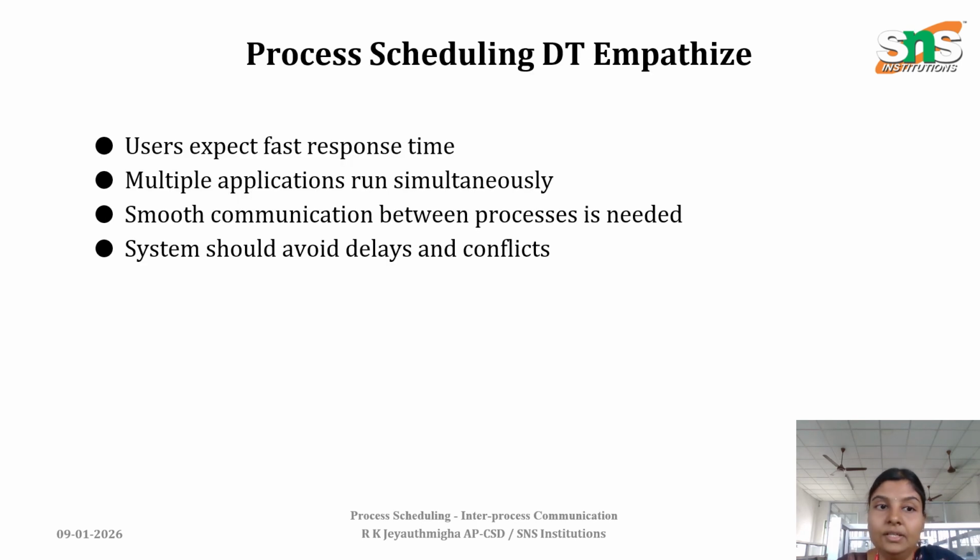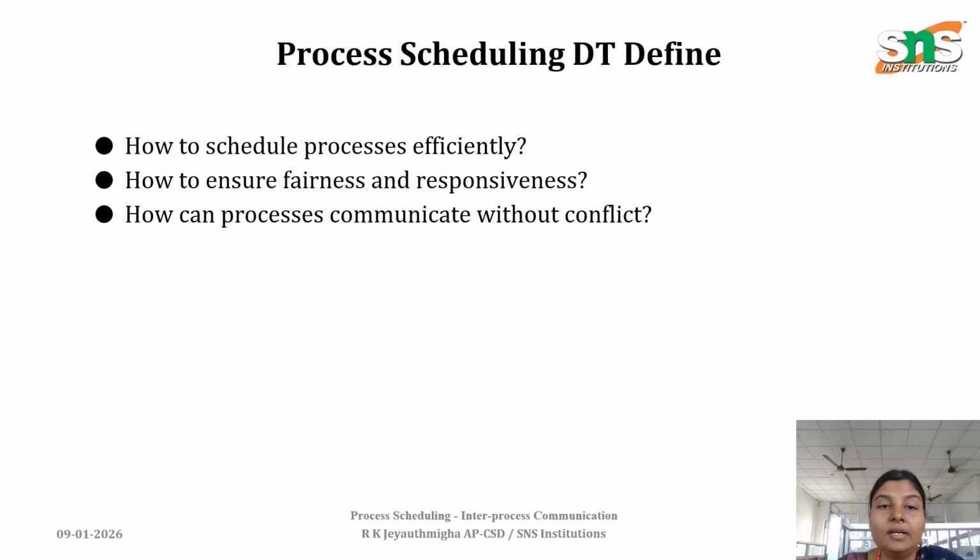Let us empathize. Why process scheduling? Users expect fast response time, multiple applications run simultaneously, smooth communication between processes is needed, and systems should avoid delays and conflicts. Let us define it: how to schedule processes efficiently, how to ensure fairness and responsiveness, and how processes can communicate without conflict.